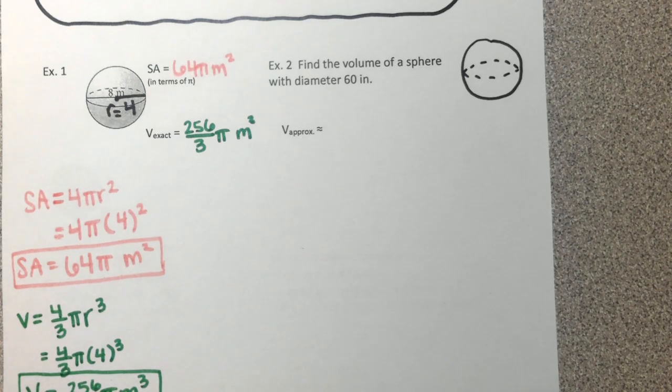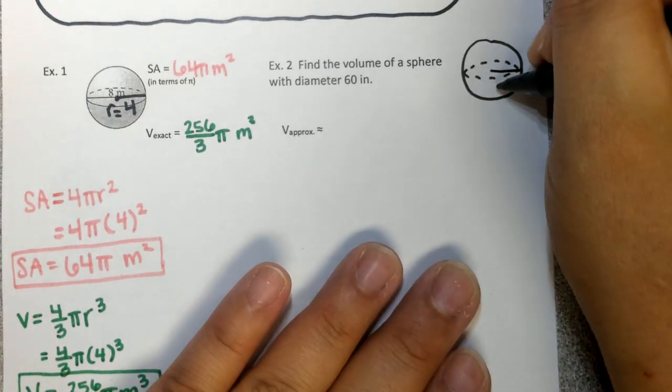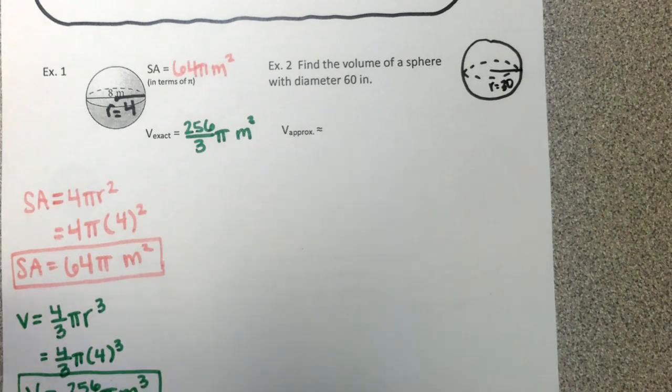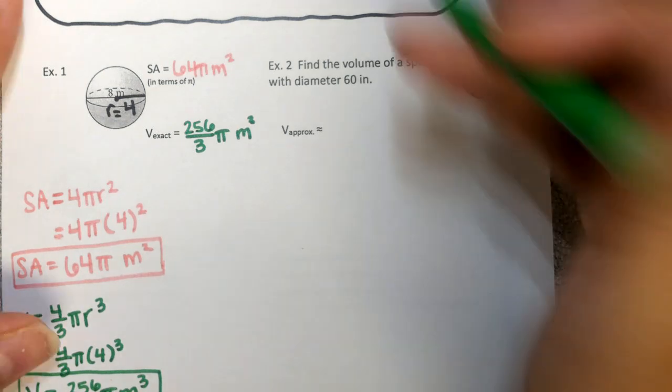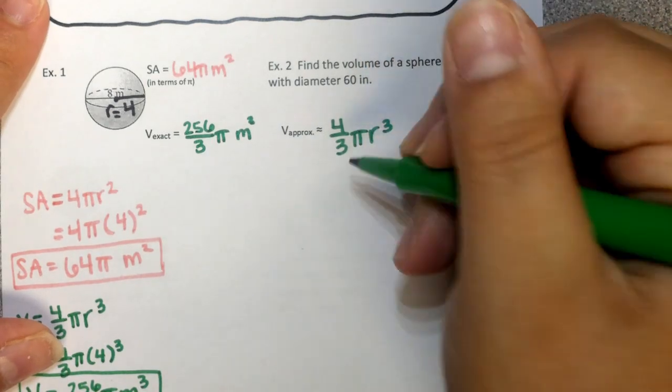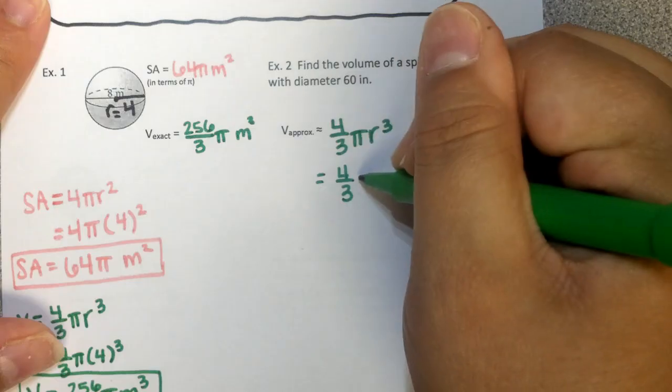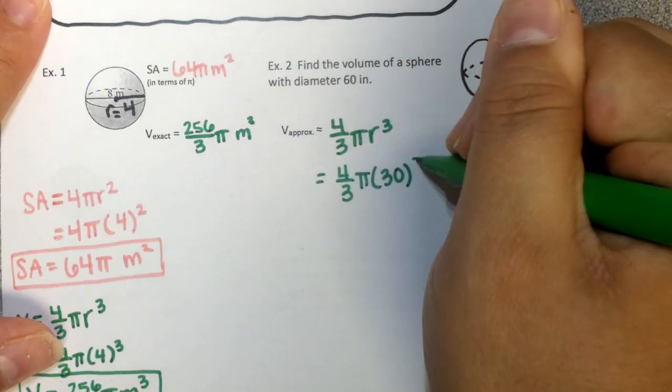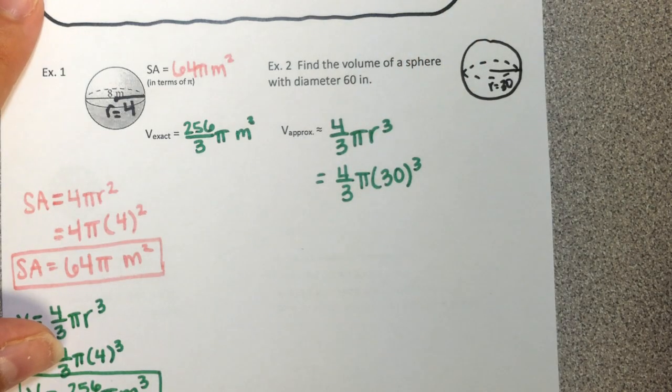So what do I know? The diameter is 60. If the diameter is 60, what else do I know? I know my radius will be 30 inches. So how do I find the volume? What do I do first? Write the formula. 4/3 pi r cubed. Plug it in. 4/3 pi 30 cubed. And then what are you going to do from here? Put it all in Desmos.